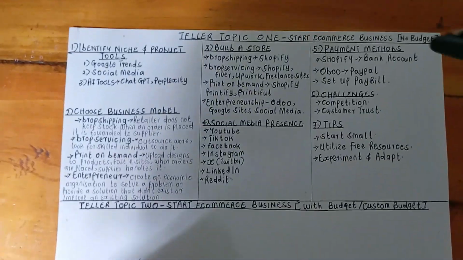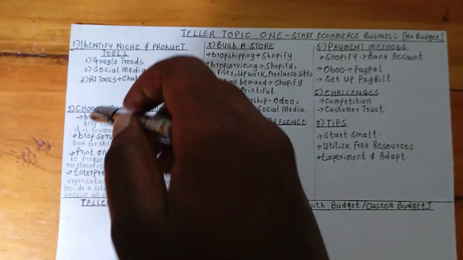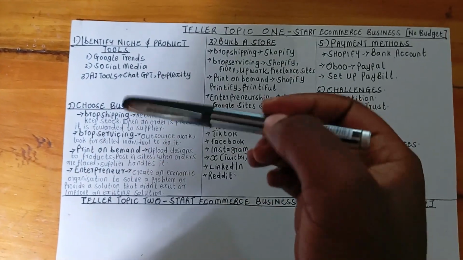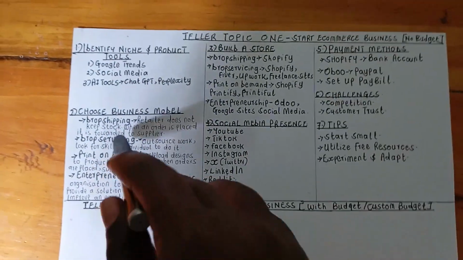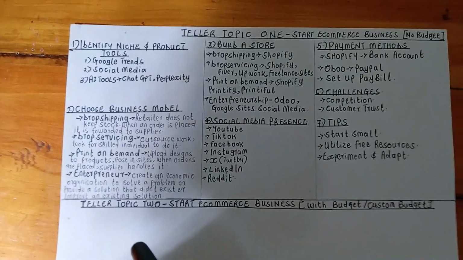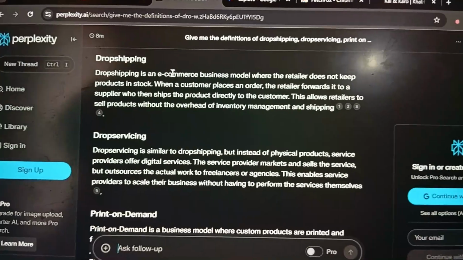For someone who is planning to sell products or services online without a budget, these are the 4 most popular ones that I know. We have dropshipping. Let me show you a full description of what dropshipping is. Now, this is what dropshipping is. I want you to read this.